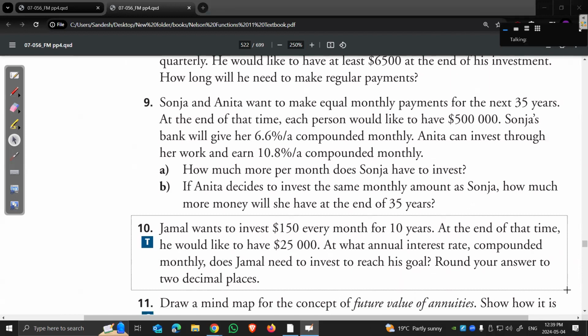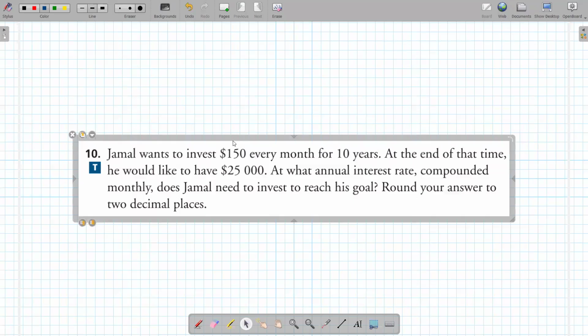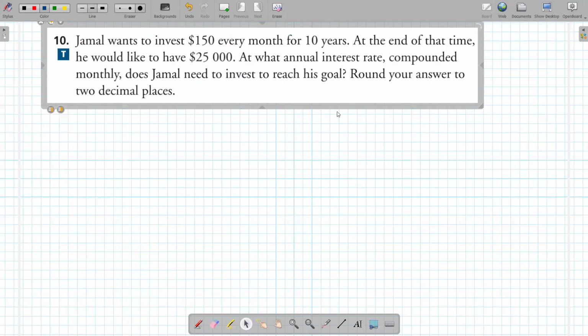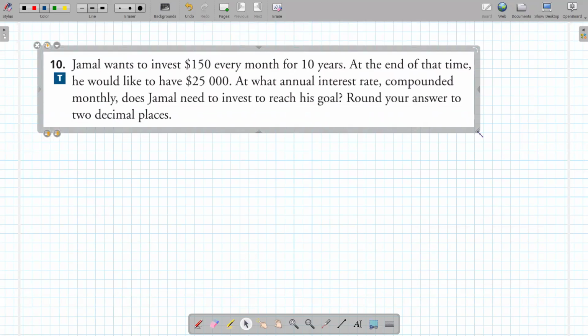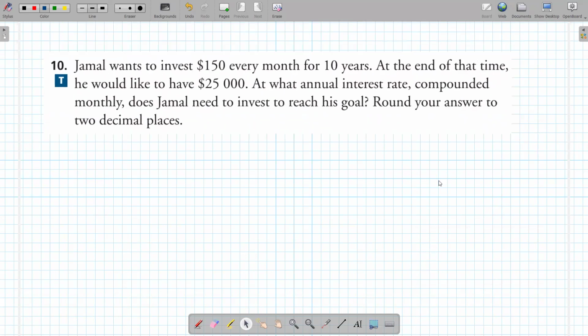Let's look at question 10. Why don't you tell me, is this simple interest? I mean, compound interest? Annuity? If it's an annuity, is this a future value formula or a present value formula?